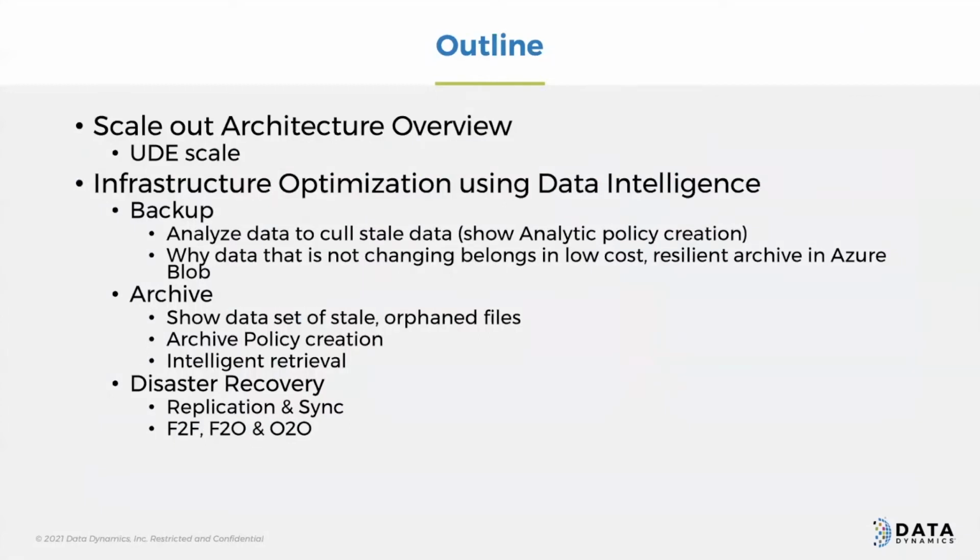So, a quick outline of what we're going to talk about: a quick overview of the architecture and how we achieve this infrastructure optimization for either backup, archive, or disaster recovery using all of the replication methods that we've talked about.